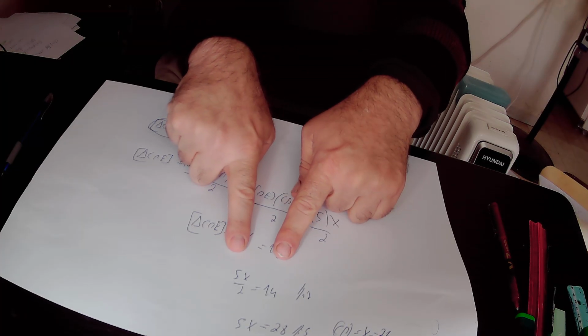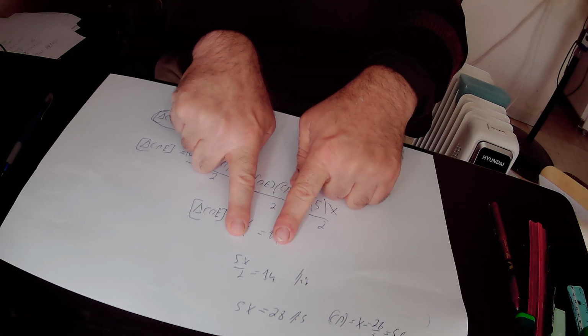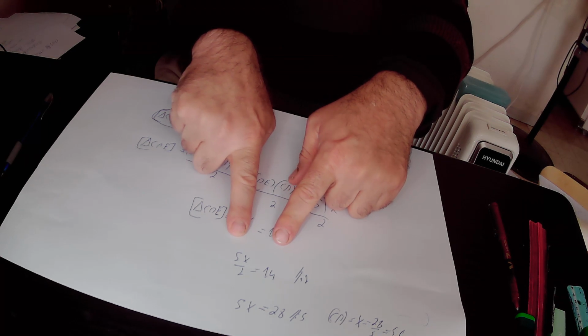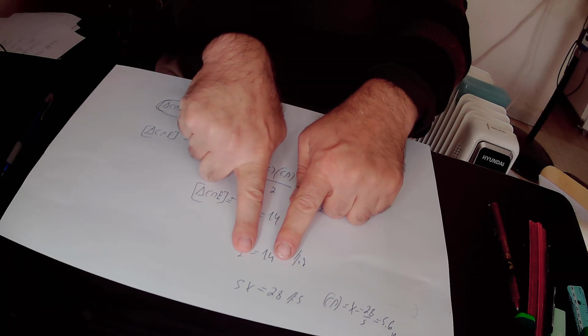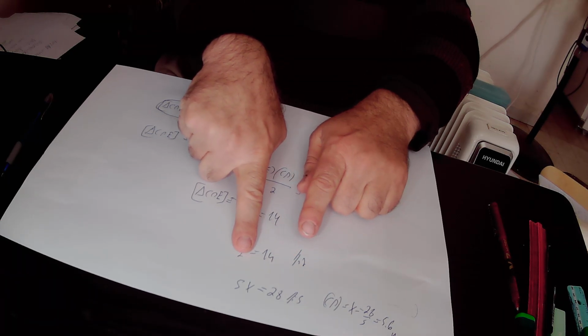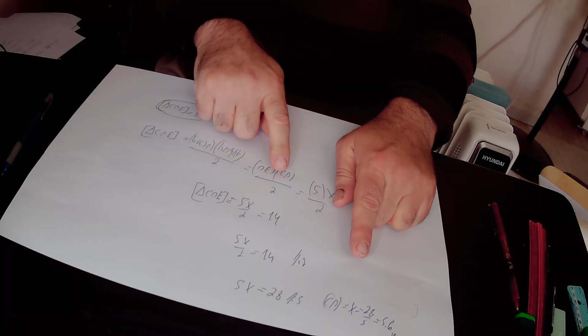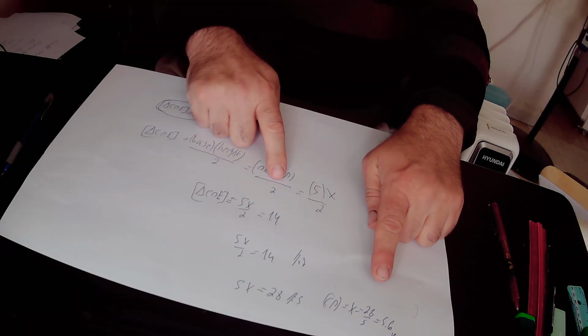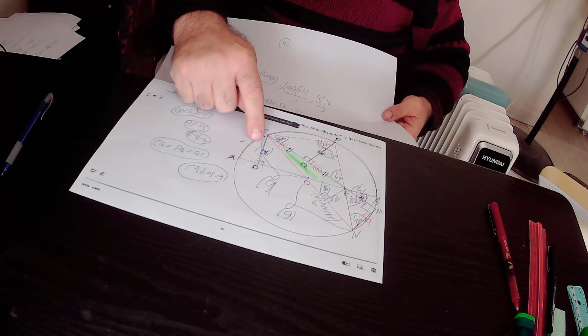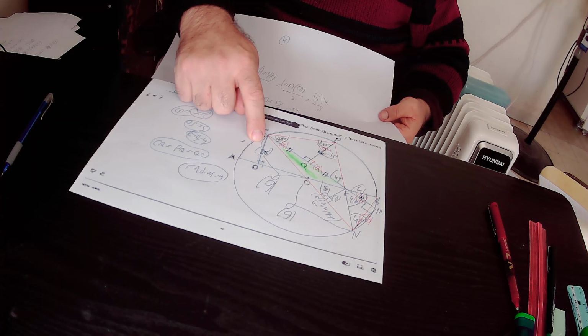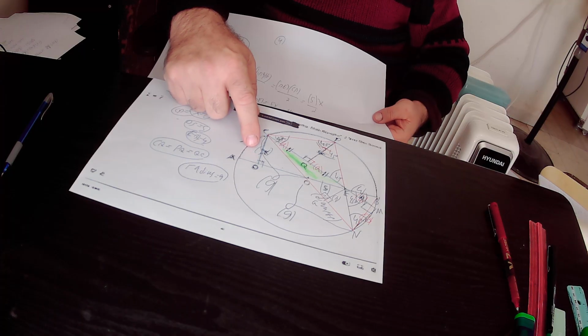Here we multiply this equation by 2 and find that 5x equals 2 times 14, that is 28. 5x equals 28. Here we divide this equation by 5 and find that x equals 28 over 5. In terms of numbers, it equals 5.6 units. So CD is equal to x, which is either 28 over 5 units, or in terms of numbers, 5.6 units.